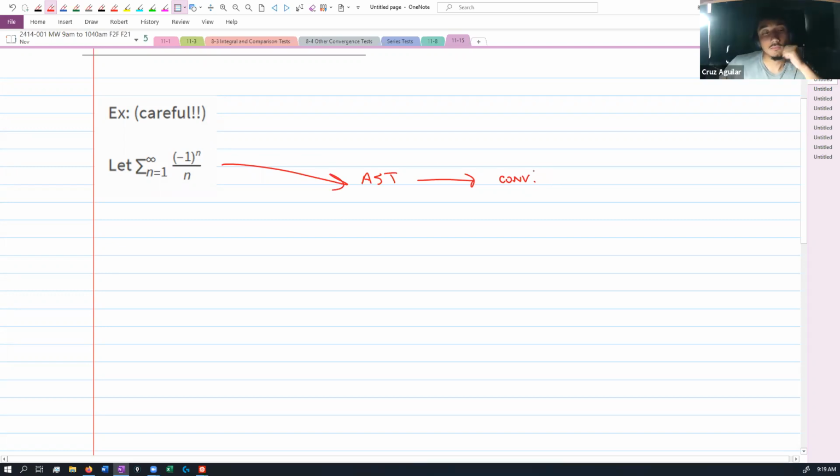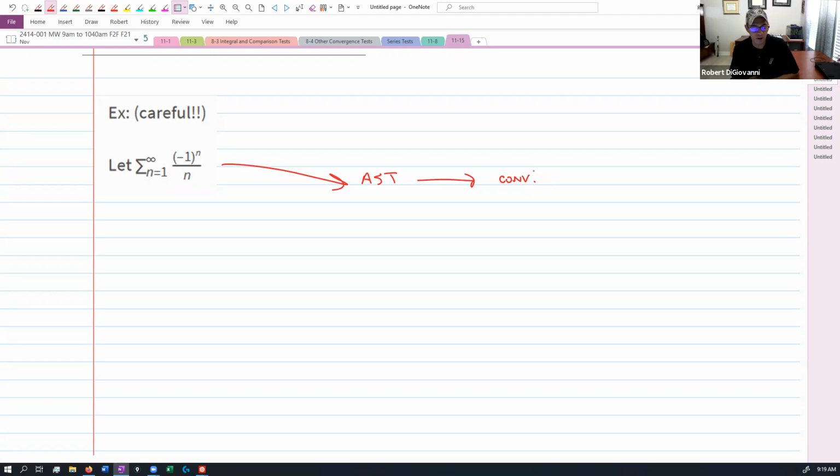We can do it. If I run the alternating series test on this, what I need to do is rewrite this sum. I need to split off the part that alternates, -1 to the n, from the other part, which would be just 1 over n.